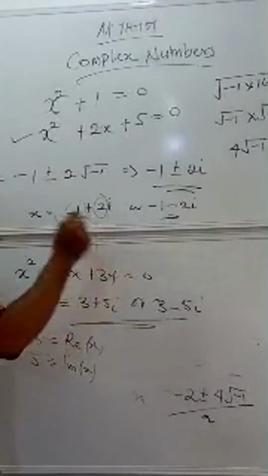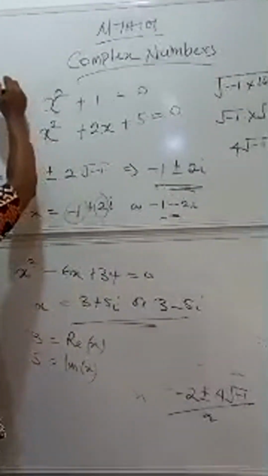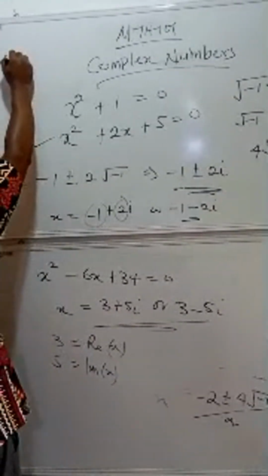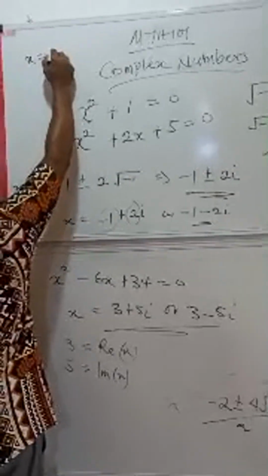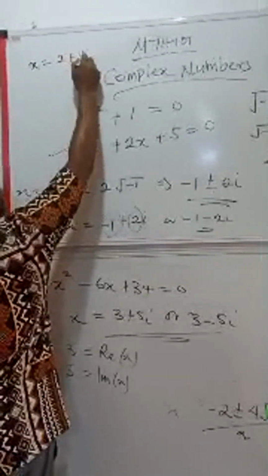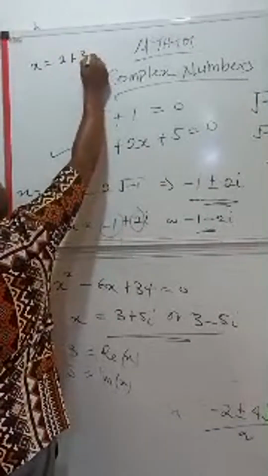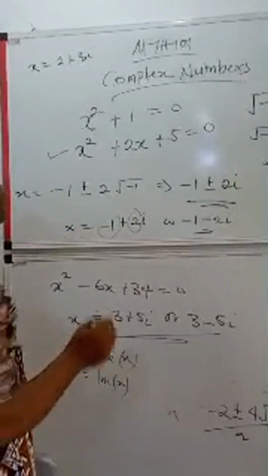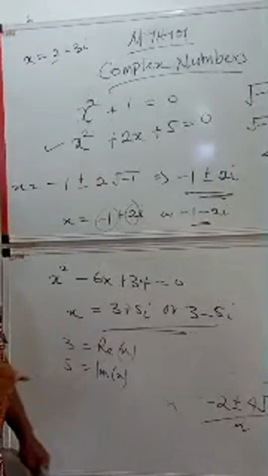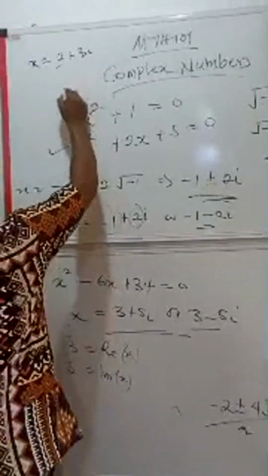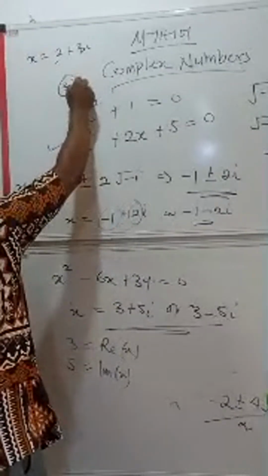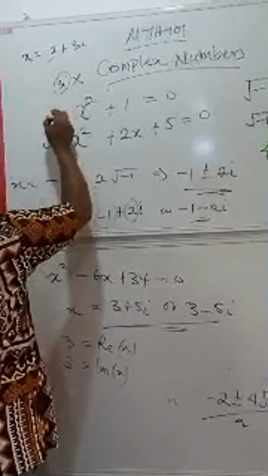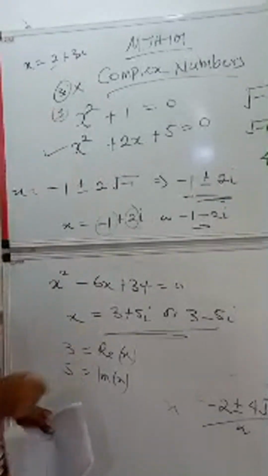Now, some persons may be tempted to say, if I ask, what is the real part of x equal to 2 plus 3i? Somebody may say the real part is 2, yes, but the imaginary part is 3i. If you say 3i, then you are wrong. The imaginary part is just the coefficient, which is 3.